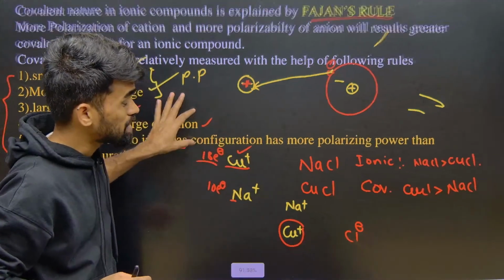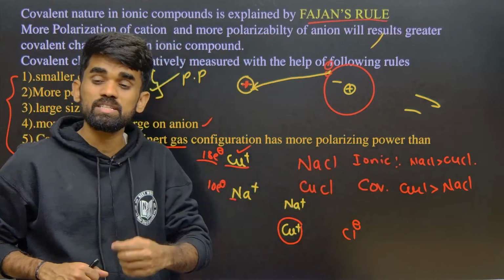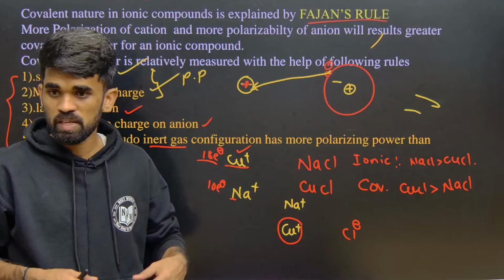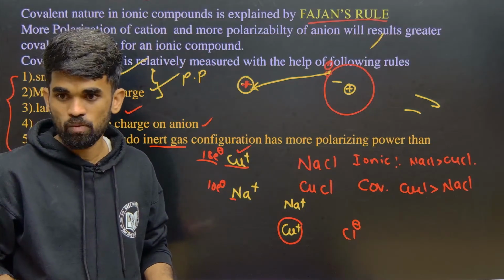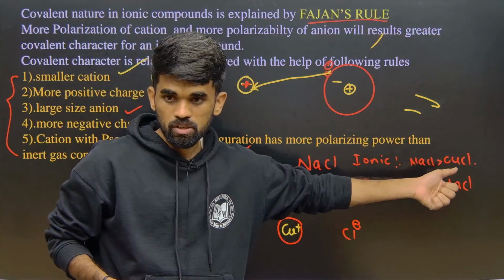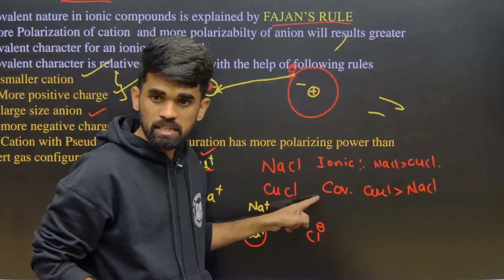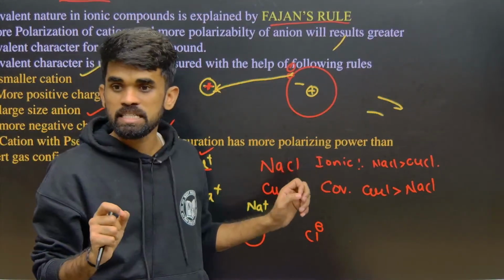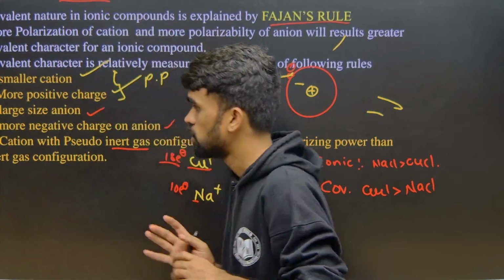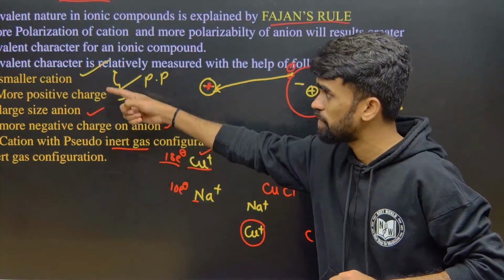Now, what is the application of studying this? Out of CuCl and NaCl, which is more soluble in water? The more ionic one will dissolve more easily in water. So NaCl is readily soluble; this is what you need to understand. As covalent nature increases, solubility decreases in polar solvents. I hope this statement is also clear. Next, these 5 points are very, very important.